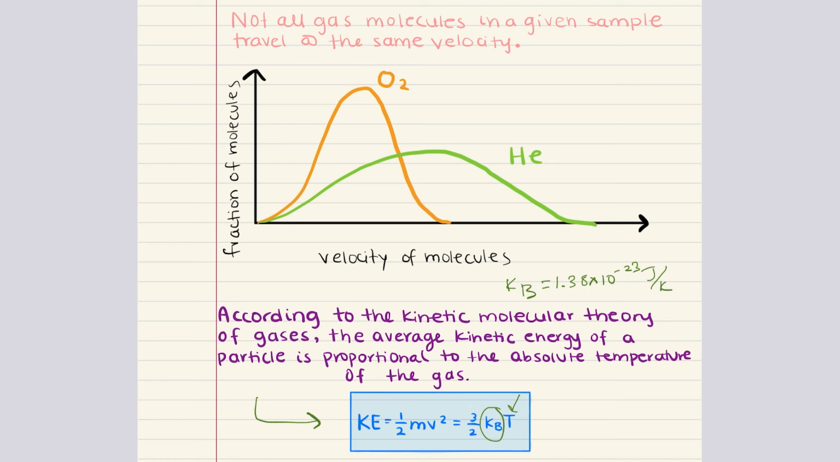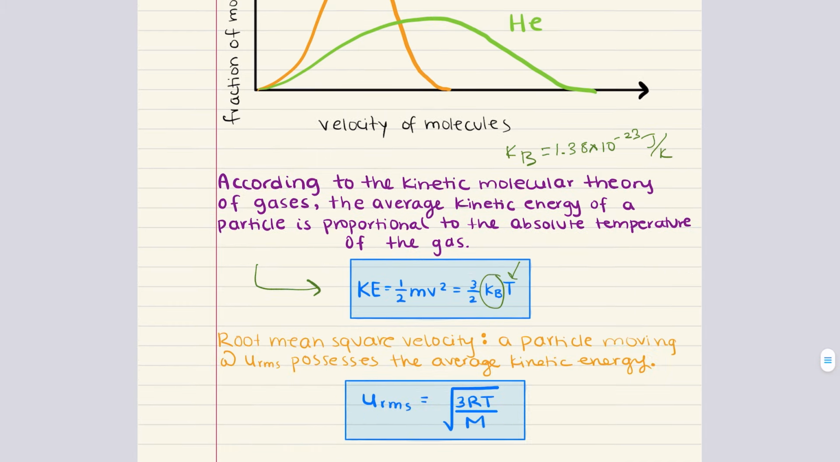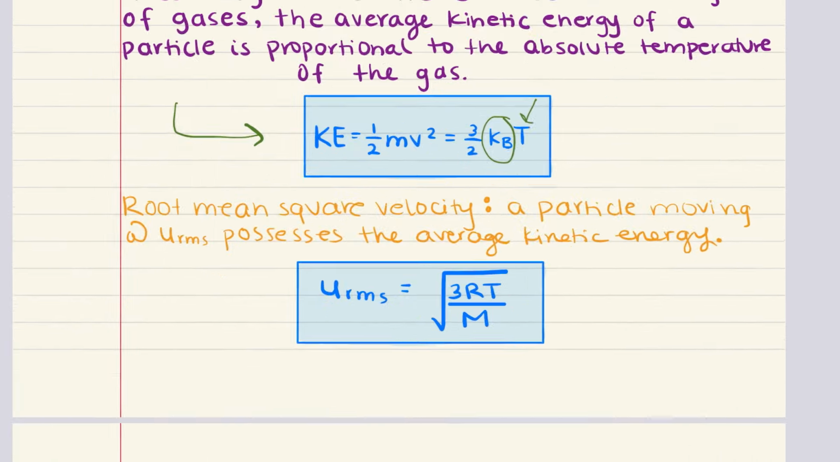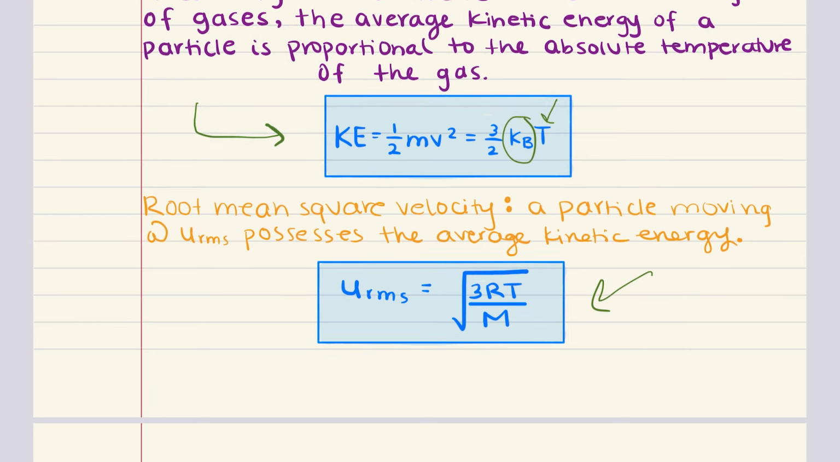The resultant quantity, known as the root mean square speed, is given by the following equation. It is equal to the square root of 3RT divided by m. R here is the ideal gas constant, T is the temperature, and m is the molar mass.